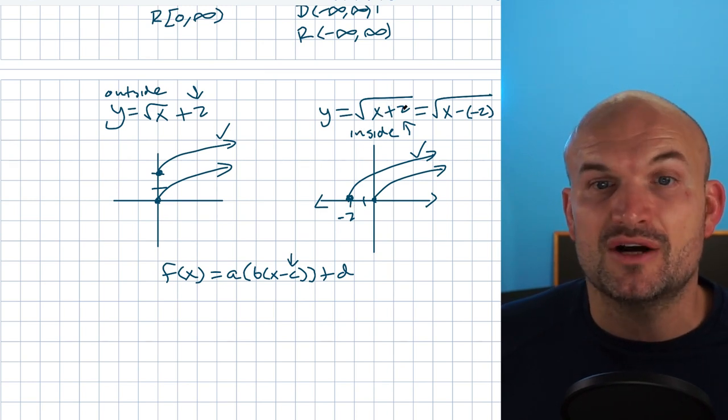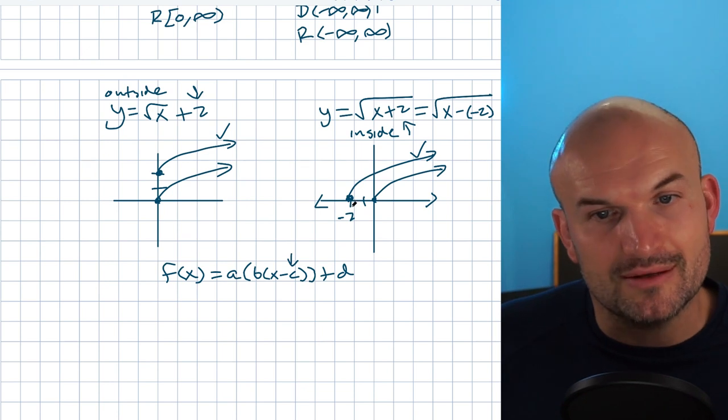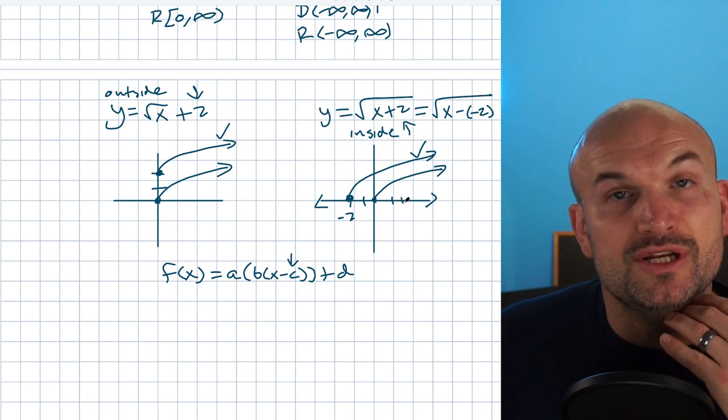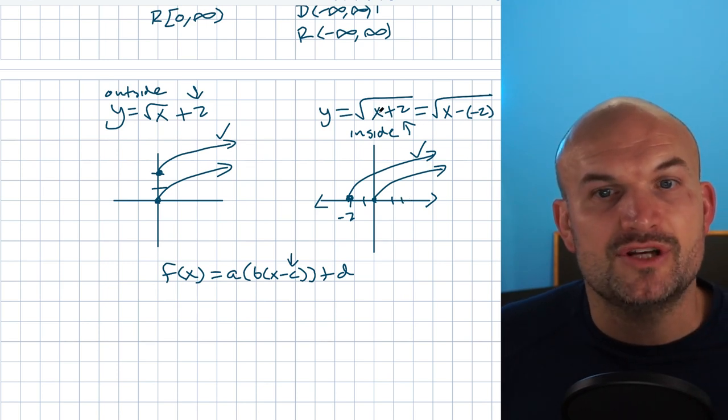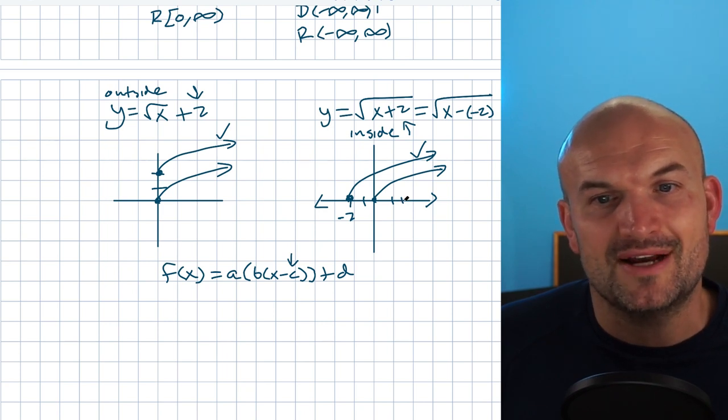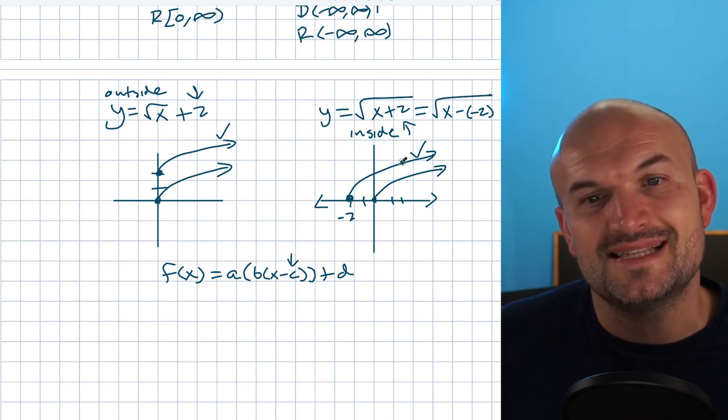Negative 2 plus 2 is 0. Square root of 0 is 0. And look at it, negative 2, 0 is a point on the graph. So at positive 2, if you thought it was 2 units to the right, and you plugged in positive 2, 2 plus 2 is 4, square root of 4 is 2. Do you see how that point is not there? But at 4, you can see that point is there, right?